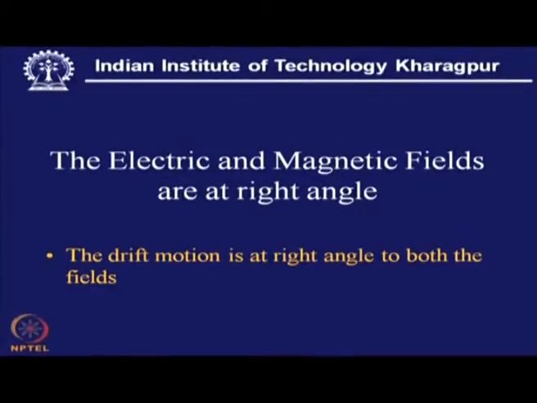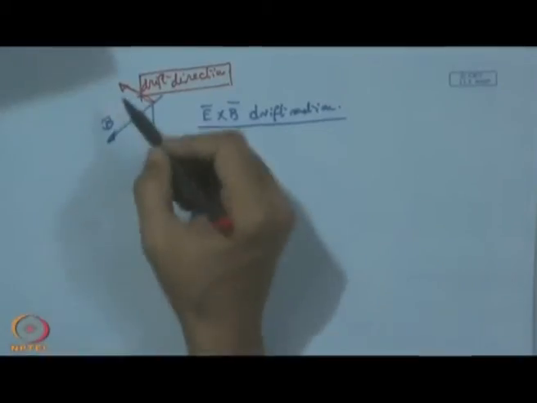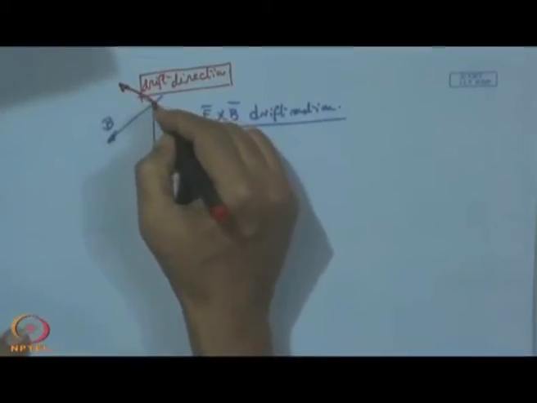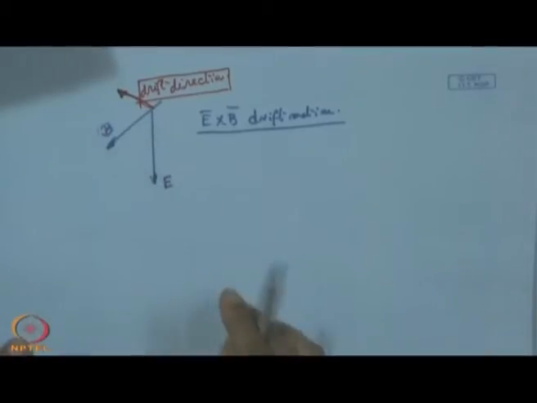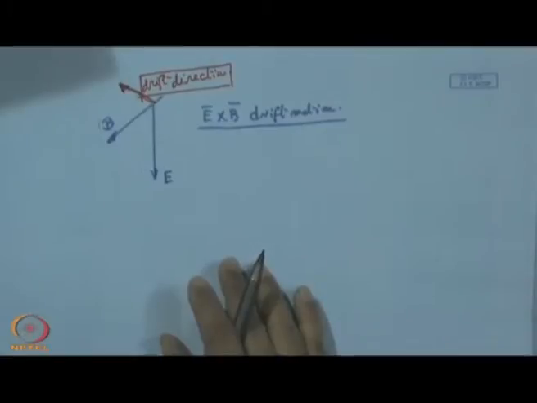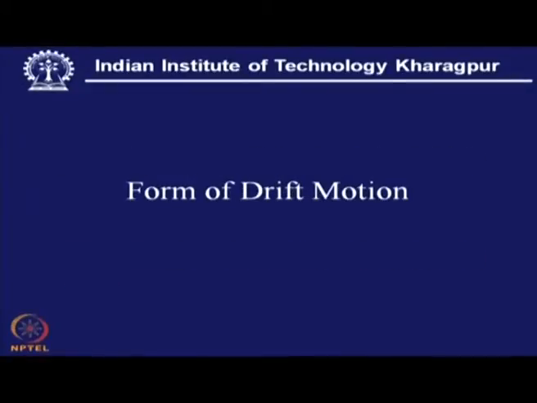Now, drift motion are at right angle, and exactly what has been shown here, that when they are at right angle. So, with this line, with this mark, we are showing the drift motion, and this is magnetic and that is the electric field. Now, form of the drift motion is also very important.